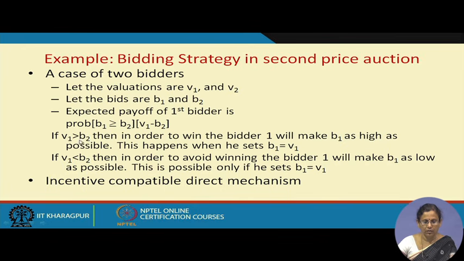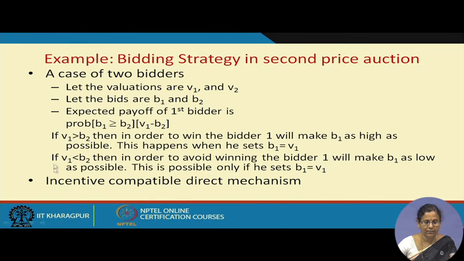So, in the first case, when V1 is greater than B2 in reality, then in order to win, bidder 1 will make B1 as high as possible, and how high? This B1 will become V1. So, he will be bidding his true valuation, and because everybody will be giving their true valuation, the market will be efficient, and the item will go to the highest person. Now, look at the second situation.